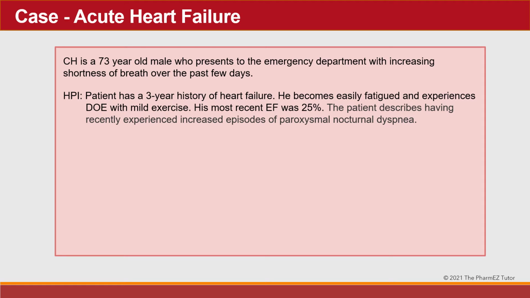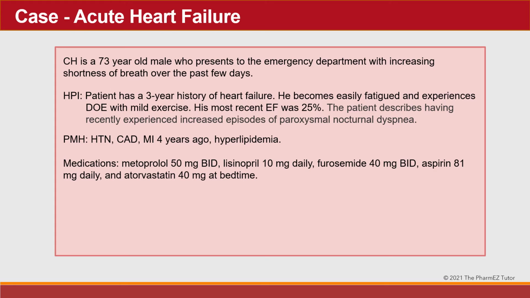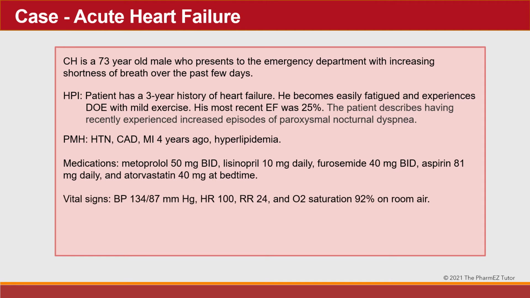The patient describes having recently experienced increased episodes of paroxysmal nocturnal dyspnea. His past medical history includes hypertension, coronary artery disease, a myocardial infarction 4 years ago, and hyperlipidemia. Medications include metoprolol 50 mg twice a day, lisinopril 10 mg daily, furosemide 40 mg twice a day, aspirin 81 mg daily, and atorvastatin 40 mg at bedtime.